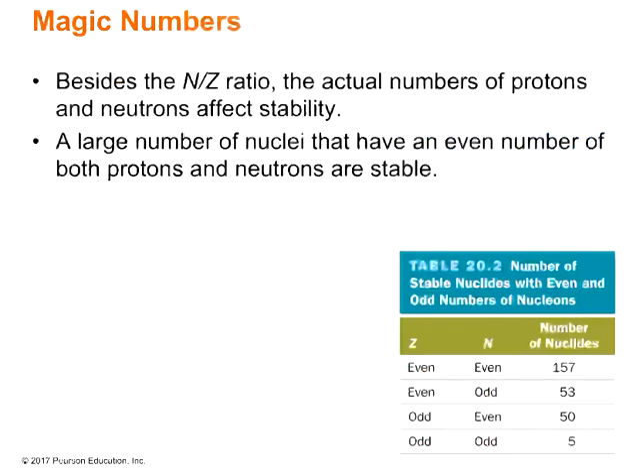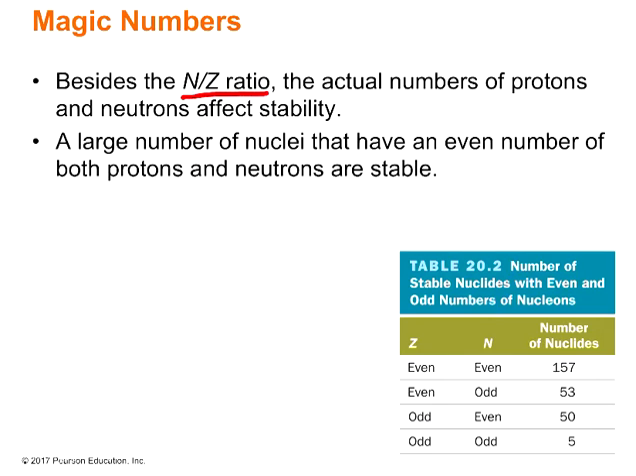All right, so besides the N/Z ratio, the actual numbers of protons and neutrons can also affect stability. This is kind of similar to elements with particular numbers of electrons. Remember, the noble gases are extremely stable, and they have very specific numbers of electrons. Helium has 2 electrons, neon has 10, argon has 18, and it's kind of the same with protons and neutrons.